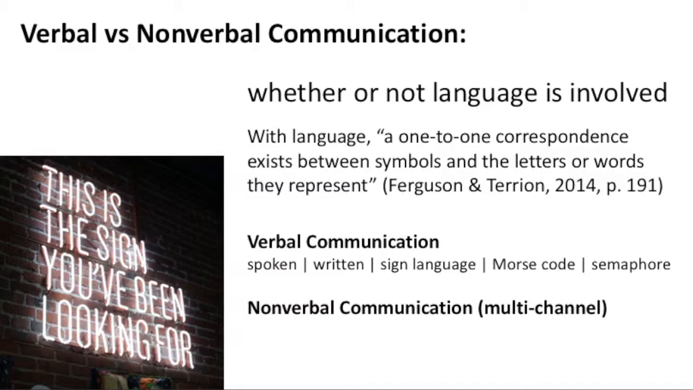However, if we're operating from the textbook definition of verbal and nonverbal communication, we need to structure it along the lines of whether or not language is involved. And again, we're assuming that language is a symbol system that uses words. With language, a one-to-one correspondence exists between symbols and the letters or words that they represent. So verbal communication would include spoken language, written language, and sign language, as well as things like Morse code and semaphore. Nonverbal communication is characterized by far more ambiguity.